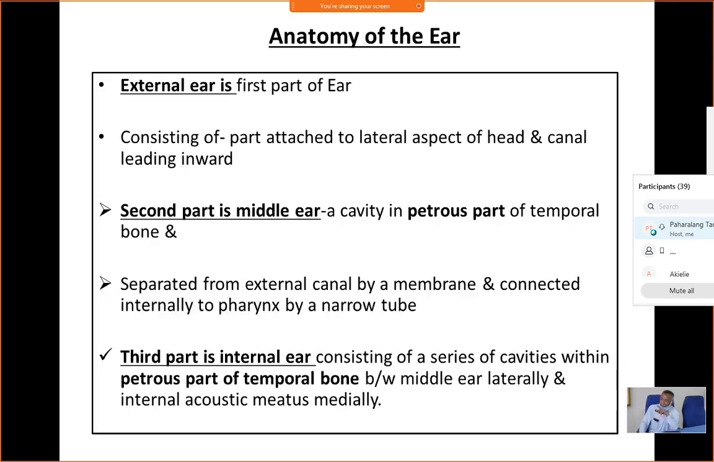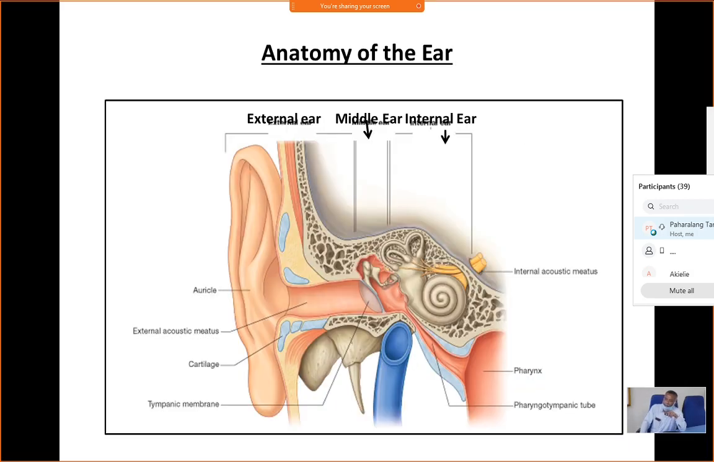The middle ear and the external ear are separated by the tympanic membrane. And this middle ear cavity is connected internally to the pharynx by a narrow tube. Then the third part, the internal ear, is again inside the bony cavity, consisting of a series of cavities within the petrous part of the temporal bone. You can see that spiral structure, that is our internal ear. The internal ear and the middle ear are both inside the petrous part of the temporal bone.